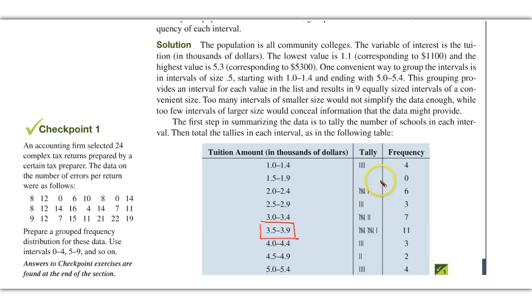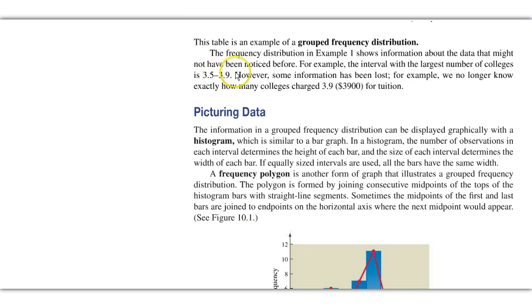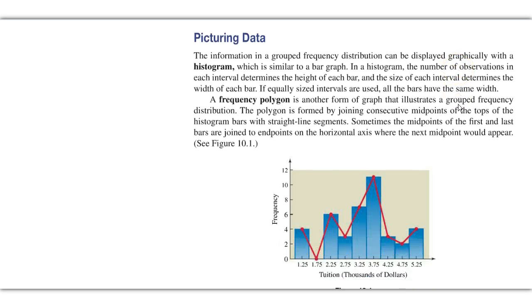And now we can start to summarize our data. Well, what else can we do to it? Well, we have our data then, a grouped frequency distribution. And now we can picture what our data looks like. And two of the common ways of doing things would be to do what we call a histogram.